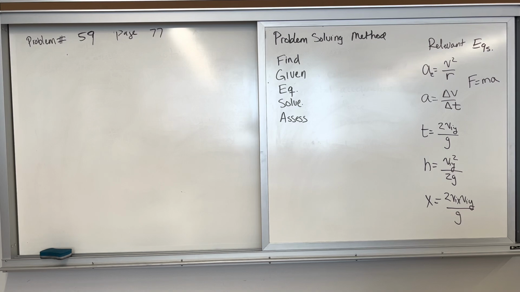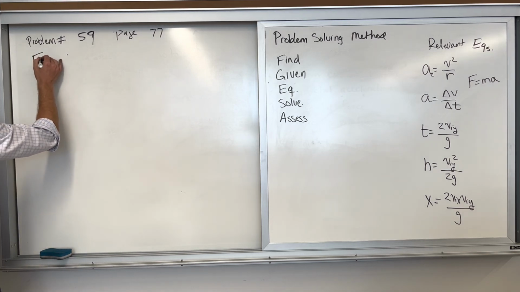A. How many seconds does it take Earth to orbit the Sun? B. What distance does Earth travel in 1 year? C. What is the Earth's average centripetal acceleration? And D. What is the average force that the Sun exerts on the Earth?